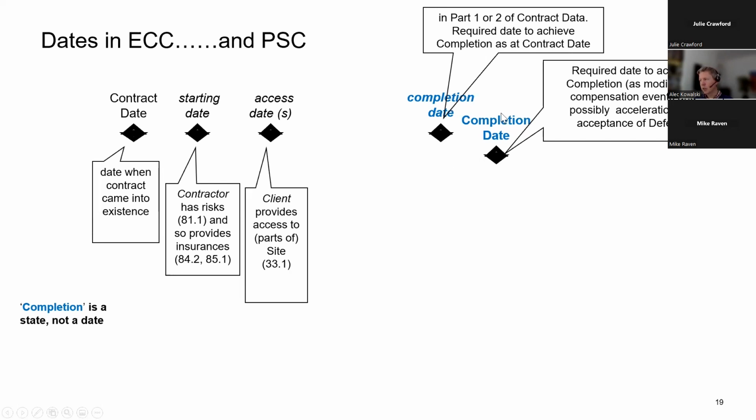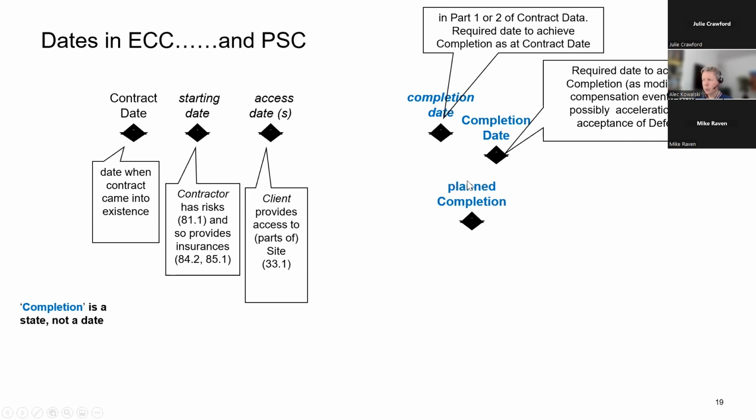Okay, and the completion date is really important. That's the one we tie things to, like delay damages. The delay damages are tied to the completion date. So if the contractor is working beyond the completion date, they're in delay, and that's when they're going to get hit with things like delay damages.